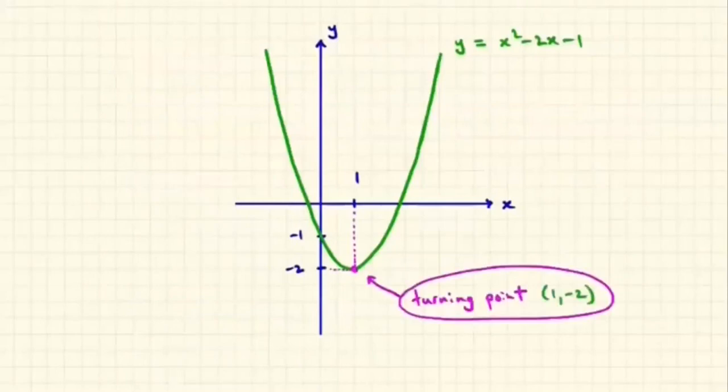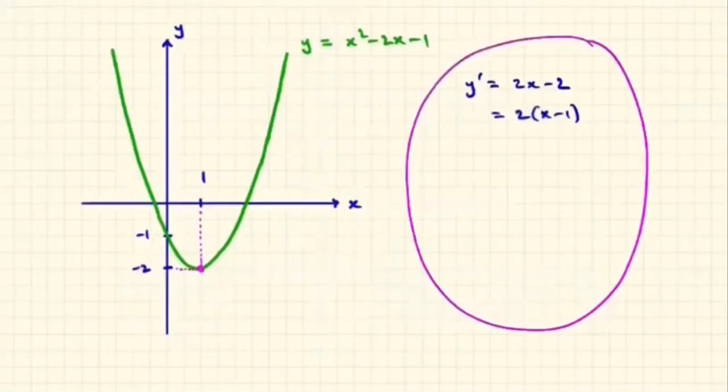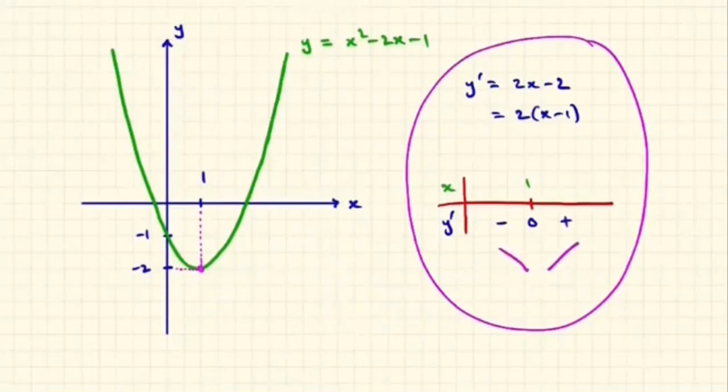Notice, if we draw the sign diagram for the derivative, we see that the derivative is negative to the left of x equals 1 and positive to the right, confirming that the function is decreasing from the left and increasing to the right of the apex.